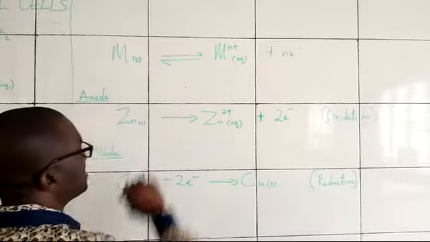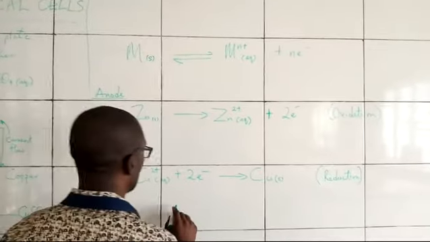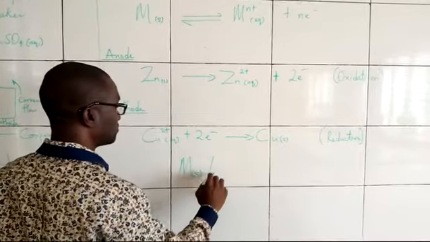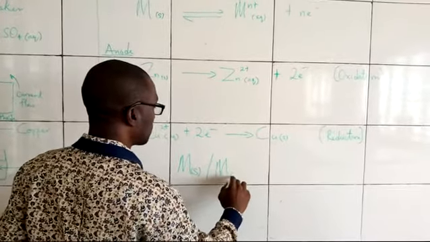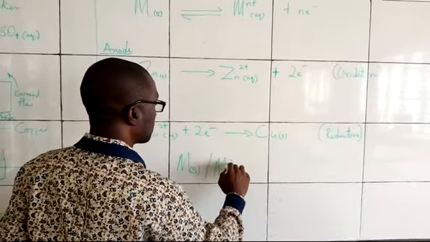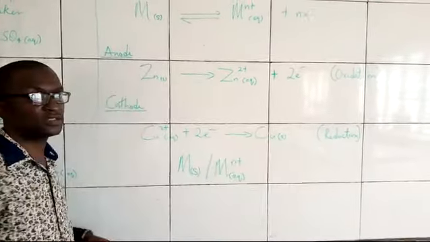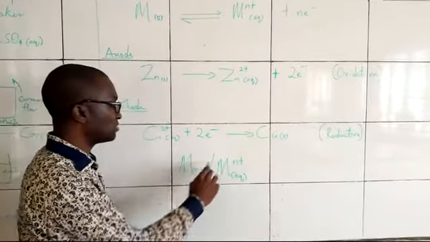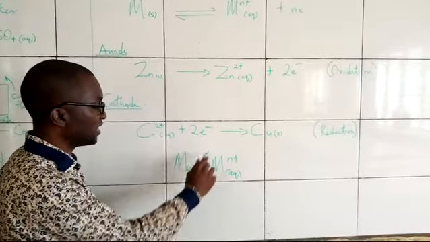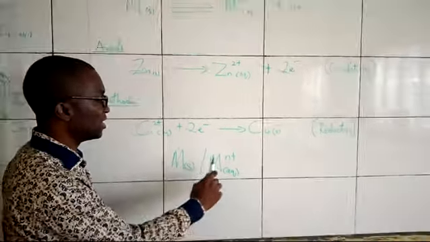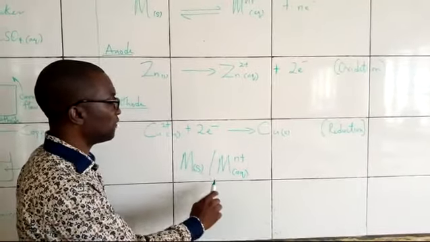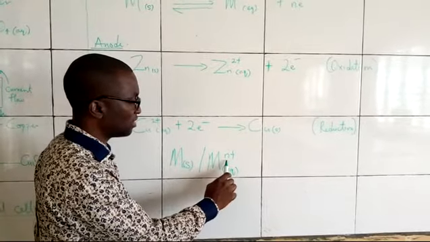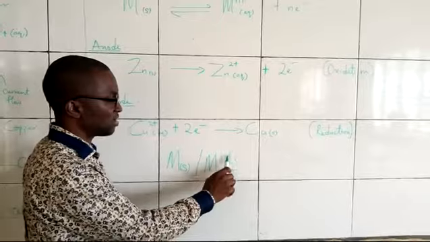Now we want to represent this as something we call cell notation. Like your metal, the solid metal. Now this is how we write the reaction taking place at each half cell. You have your metal, you have the slanting line representing the interface between the solid and the liquid or the ion state of the cell. So depending on the number of electrons released by the metal is our n.